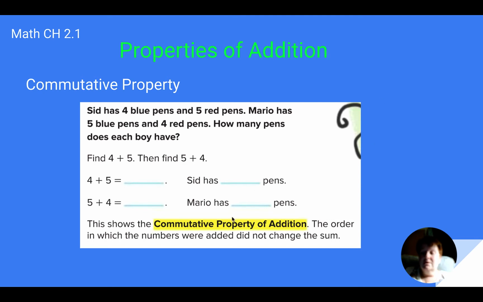You might want to write this down in your math notebook. Commutative property of addition. The order in which the numbers were added does not change the sum. That's what you're going to write in your math journal.